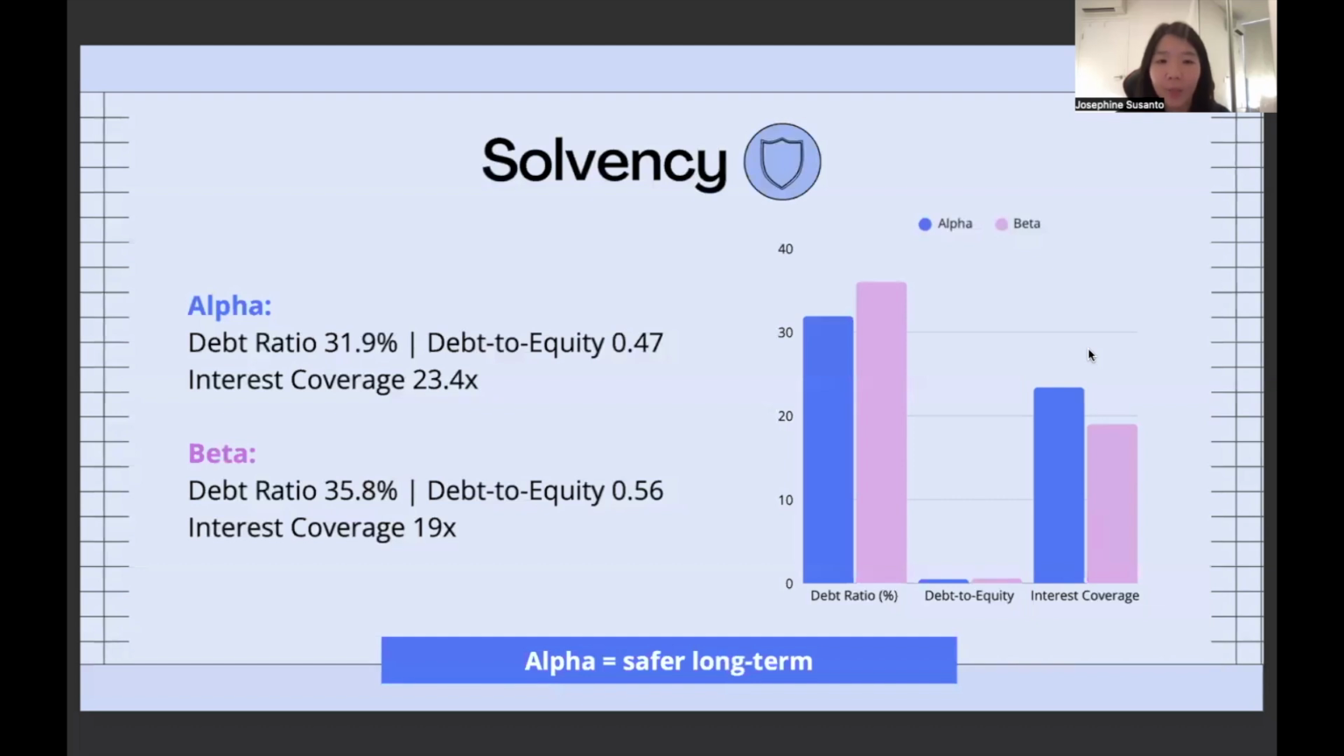Solvency is next, which measures long-term financial stability. Alpha has a debt ratio of 31.9% and a debt to equity of 0.47, meaning it relies more on equity than debt. Its interest coverage ratio of 23.4 shows it can comfortably pay its interest expenses. Beta, however, carries more debt, with a debt ratio of 35.8% and a debt to equity of 0.56. Its interest coverage is lower at 19. While still manageable, Beta faces higher financial risks. So overall, Alpha is financially safer in the long run.